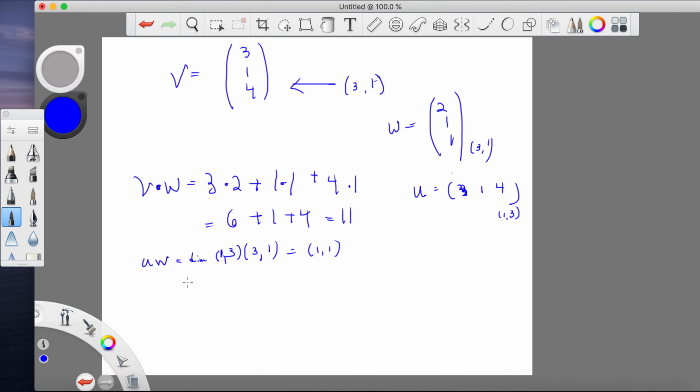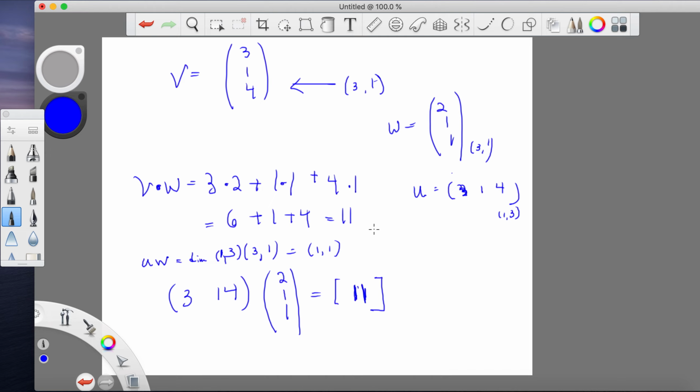And so let's be careful about the way we write it. So you have 3, 1, 4, and then you have 2, 1, 1. When we multiply this together, you apply the usual matrix algebra, and you get 3 times 2 plus 1 times 1 plus 4 times 1. So you get the 1 by 1 matrix, just consisting of the number 11.